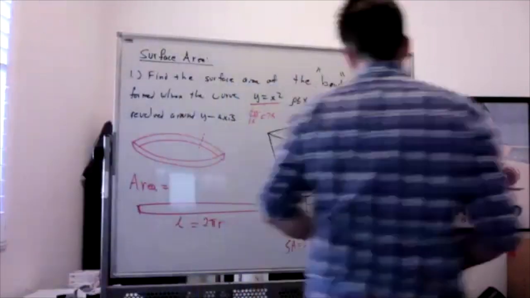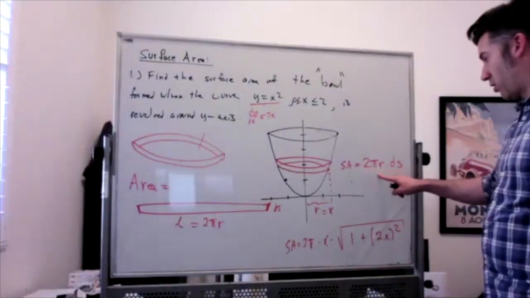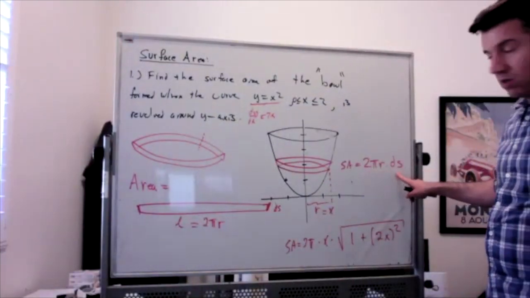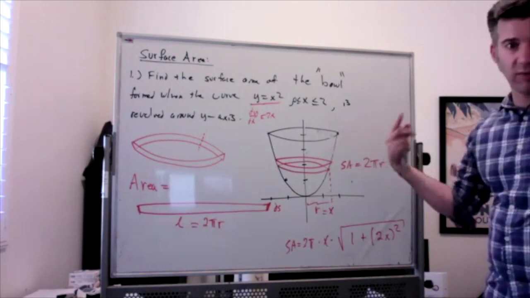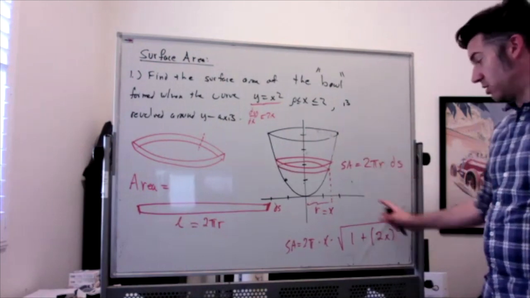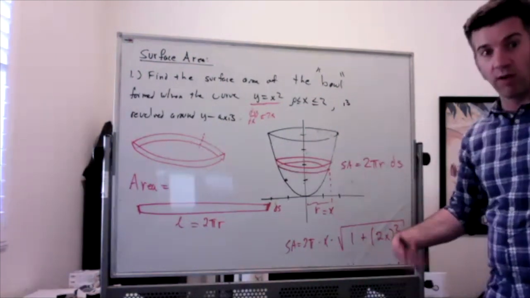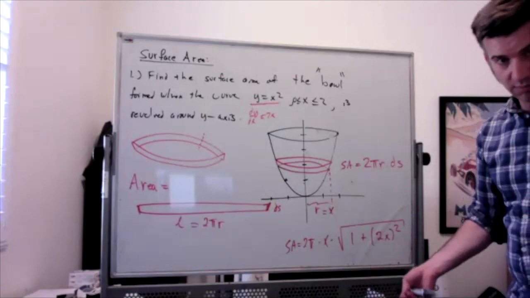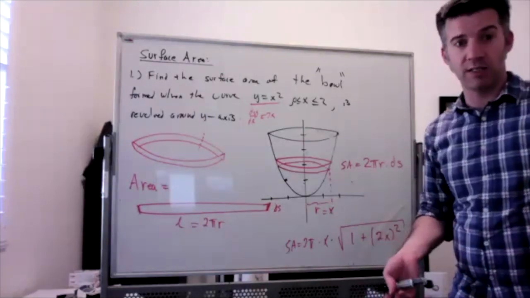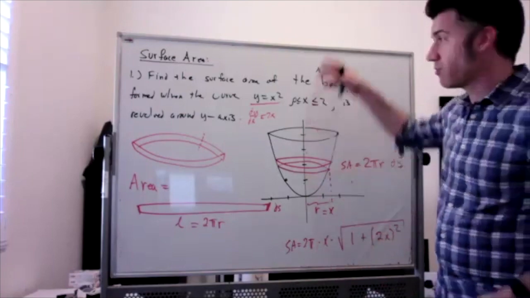For surface area, it's always 2 pi r ds, where r is the distance to your axis of rotation, and ds is the usual square root of 1 plus the derivative squared. Which derivative? Whatever one makes sense, depending on which variable you're trying to use.